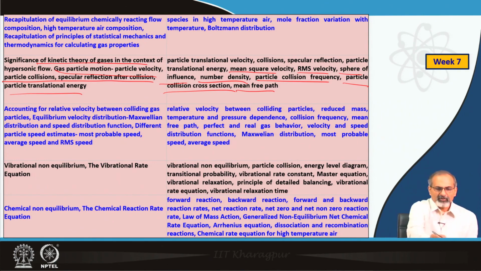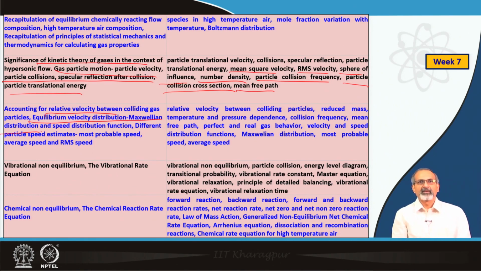And then we accounted for relative velocity between colliding gas particles, and then the equilibrium velocity distribution, which gives the Maxwellian distribution, and speed distribution functions were discussed.